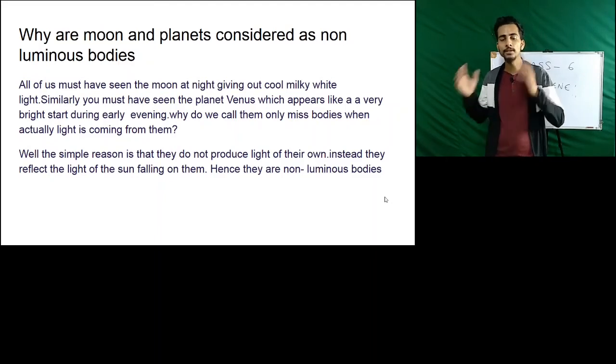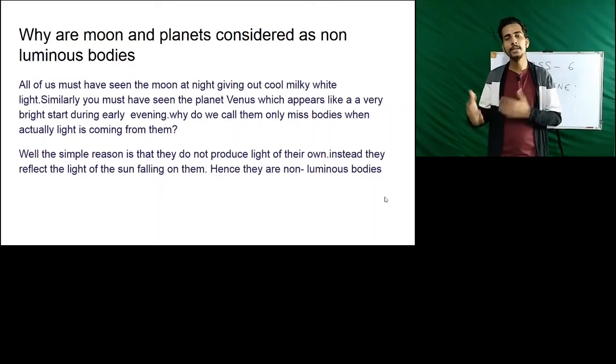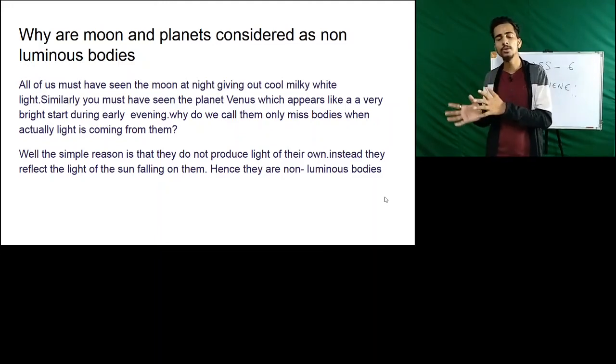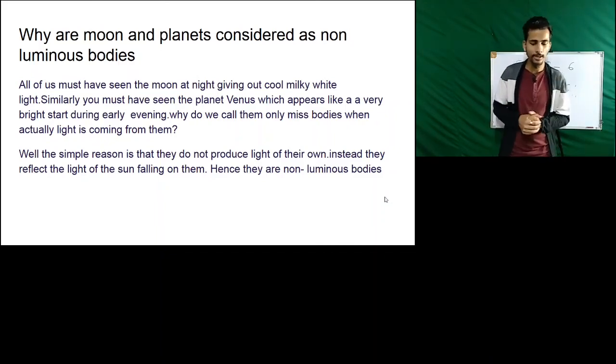So what happens? The light of the sun is falling on the moon or the planet Venus. That's why they seem to have their own light. It's not actually their light, but some other source's light falling on them. That means the light of the sun falls on them, and in this way they look bright or shiny, as if they have their own light. Next slide.